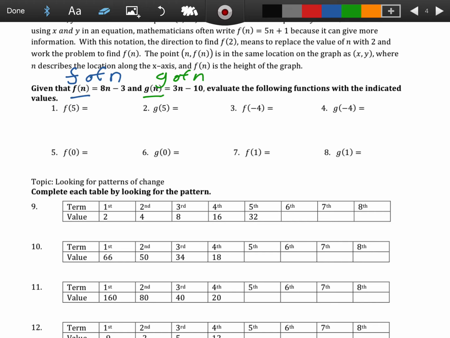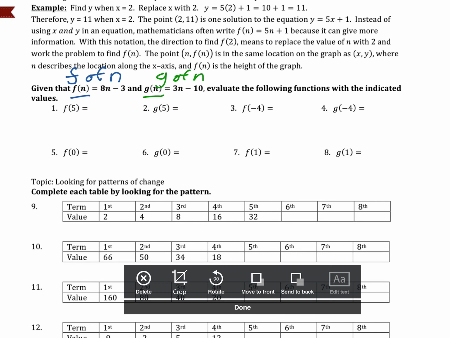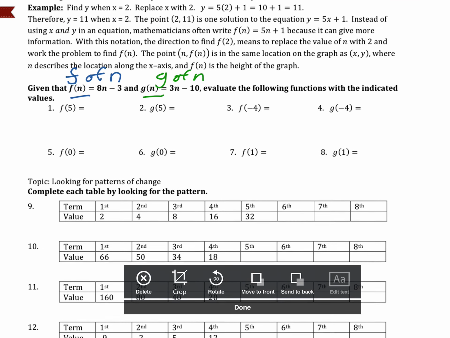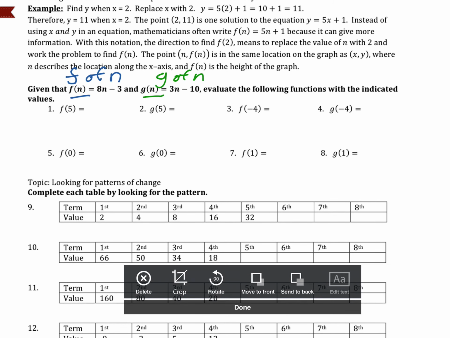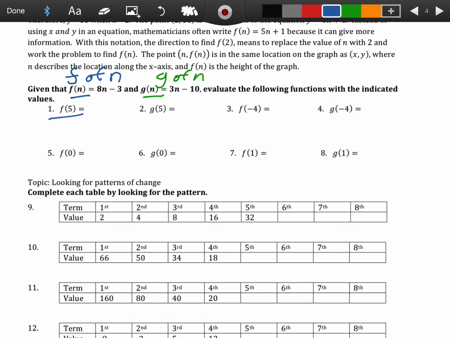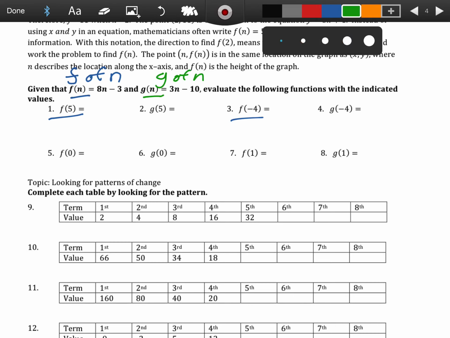There's already an example that's done here, so if you want to look at that, you can look back up here, look at that writing. But for this one, I'm just going to go through these problems how I would approach them. So let's color coordinate a little bit. I'll do blue for f functions here and here. And I'll do one g function.